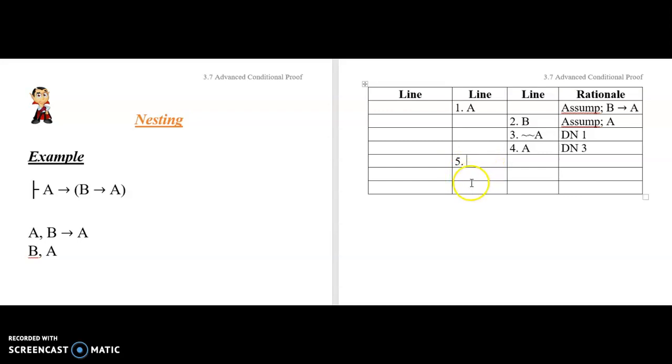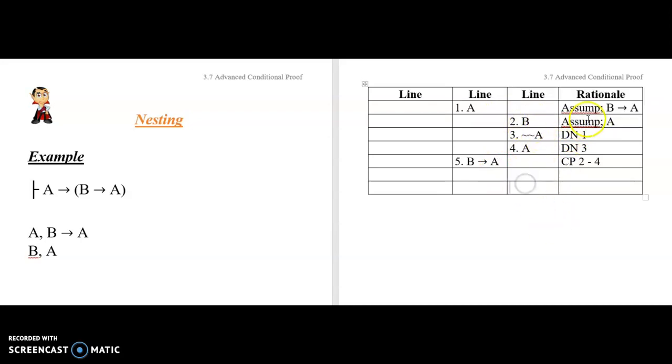Okay, well, it follows the exact same pattern as before. What you're going to get is if B, then A, right? So what you're going to get here is the thing you assumed, arrow, the last thing you showed, which was that. And then you're going to call that CP 2 through 4. Okay? All right.